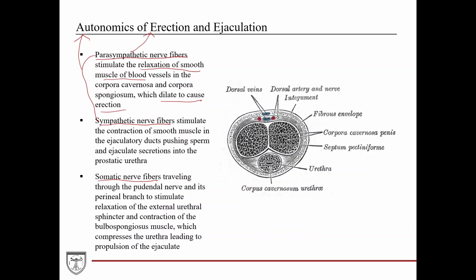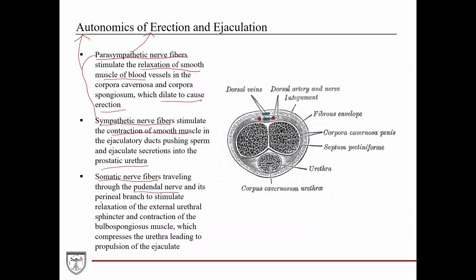The sympathetic nerve fibers stimulate contraction of the smooth muscle in the ejaculatory ducts, pushing the sperm and ejaculate secretions into the prostatic urethra. And then you have these somatic nerve fibers that are traveling through the pudendal nerve, which, if you're taking an anatomy course, this is relevant. If you're just taking histology, this is just kind of extra information. These can be frequently a test question on anatomy exams though, so you may want to pay attention to that.